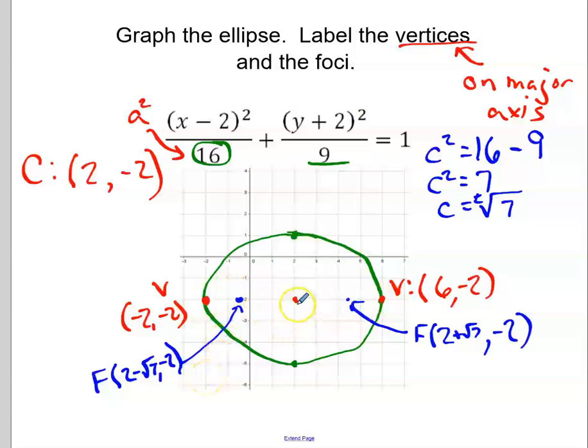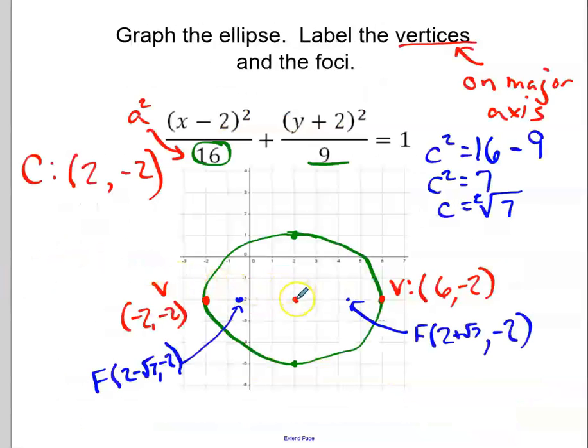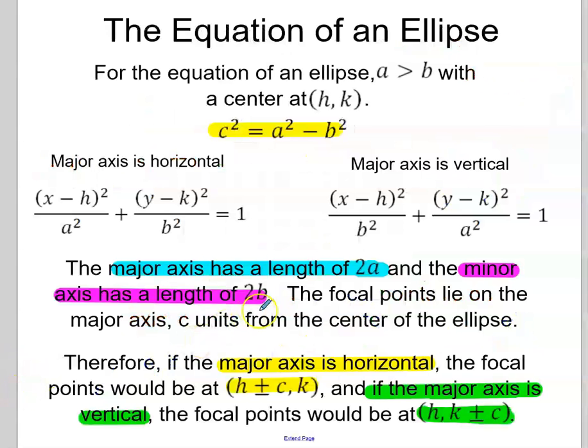And so in this case, I went a to the right and a to the left, which means that my major axis ended up being 4 units this way and 4 units that way for a total of 8 units. Okay, so you can see that that was 2 times what A was. 2 times 4, 8 units is what the major axis was. The minor axis, I went 3 up, 3 down, because my B was 3. And so that's 3 and 3 for a total of 6. The minor axis was 2 times B.